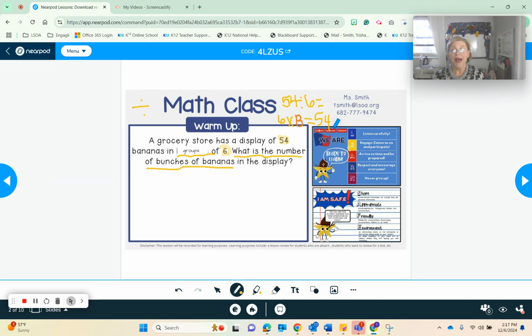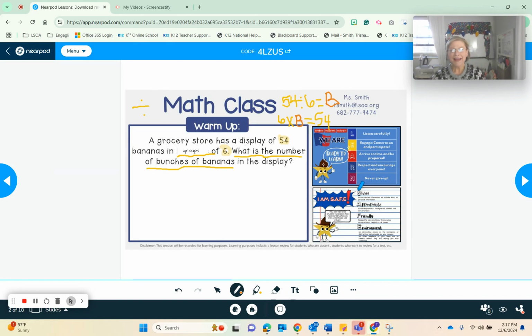So if you have that automaticity, you might know that. So if you know 6 times B equals 54, Miss Smith kind of does that sometimes to help you think of the automaticity. You know that 54 divided by 6 equals B, where B is the bunches of bananas.